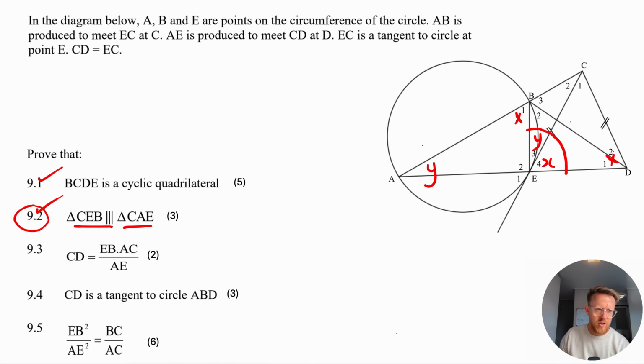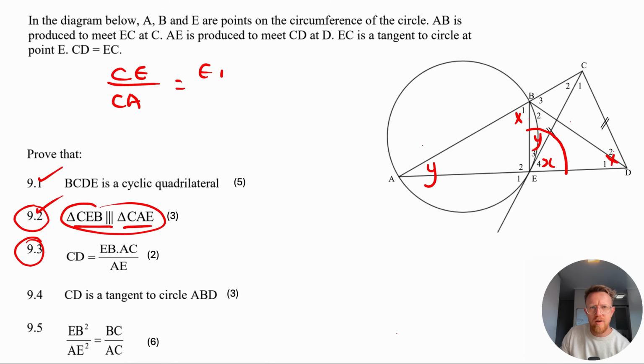This next question is for 2 marks. Normally, every time, what I would do is take our previous answer and make the ratios. CE over CA equals EB over AE, and that's equal to CB over CE. And the reason for that, you can say corresponding sides in proportion, or you can just say it's because those are similar triangles.